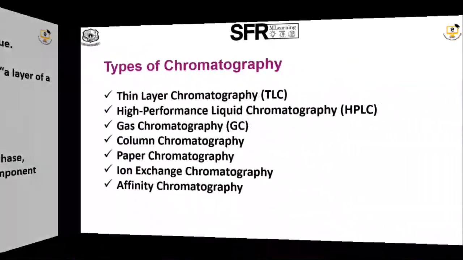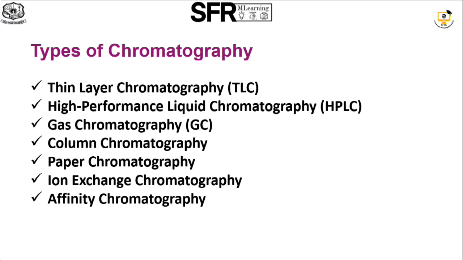And then next we learn the types of chromatography. There are many types of chromatography available. The first, thin layer chromatography, and then high performance liquid chromatography, gas chromatography, column chromatography, paper chromatography, ion exchange chromatography, and last, affinity chromatography. All these types are used as methods for analyzing chemical components.